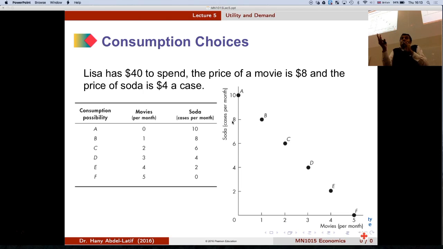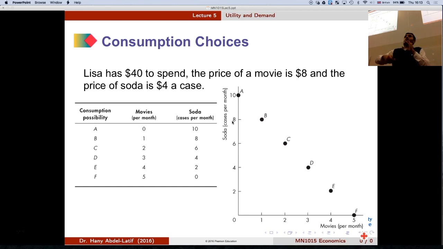So let's say she has the choice. She can make that choice to spend all her income on watching movies or buying movies. In that case, the maximum she can get in a month, because she received only $40. Remember, what's the price of movies? It's $8. So if you have $40 in your pocket and you want to buy something for $8, the maximum you can get here is 5 units.